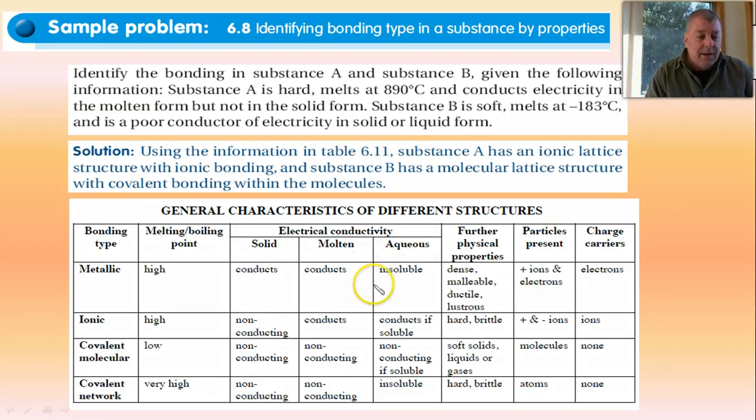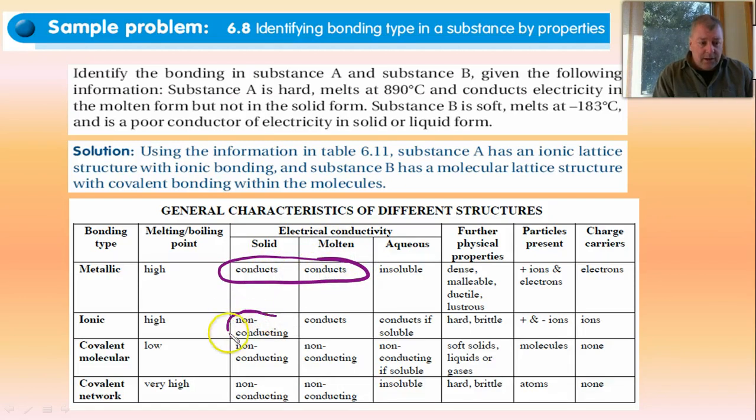Alright, I've got it. If we look over here, there's a couple of things that are characteristic for the different groups. Metallic: the characteristic thing is that it conducts in both the solid and molten state. The characteristic thing for the ionics is it doesn't conduct electricity in the solid state, but conducts electricity in the molten state.